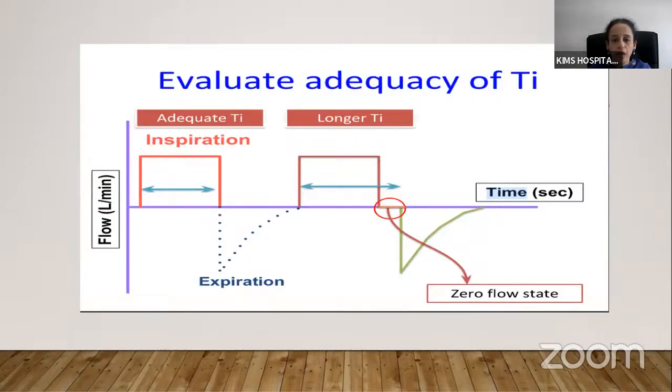And then to evaluate the adequacy of the I time, we have seen in the previous slide there is a zero flow state. This is due to the longer I time. So here this is adequate I time. If you see this inspiratory hold, then you should reduce the I time and avoid this zero flow state.